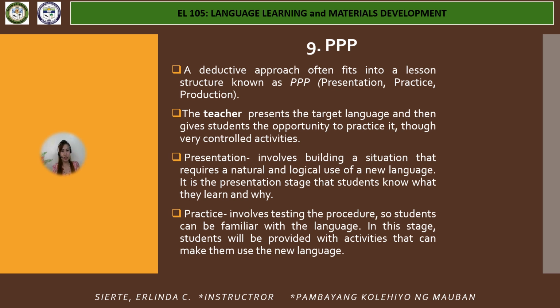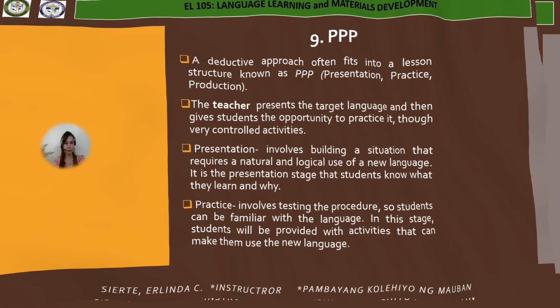The production stage is the most important stage, where students make the transition from learners to becoming users of the language. This stage involves creating situations using the language that was introduced in the presentation to help the students communicate meaning using the new language. All right.